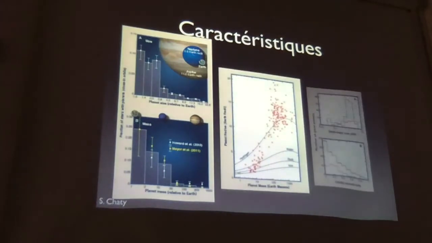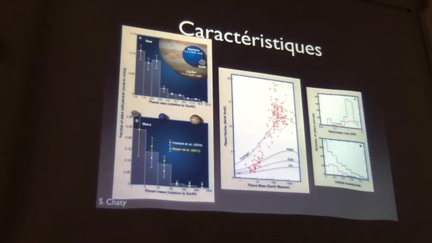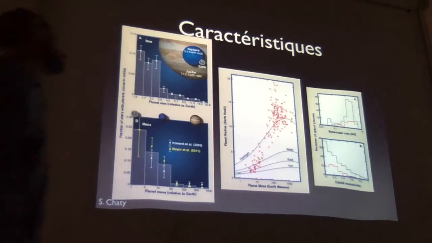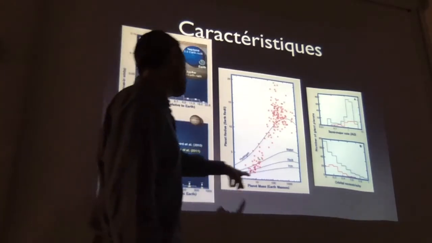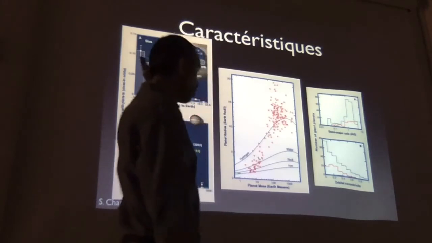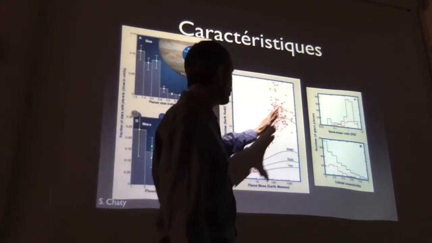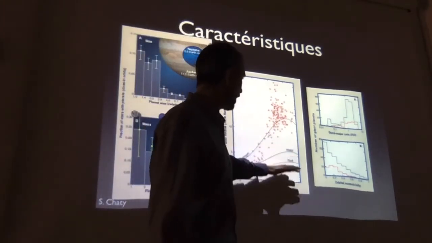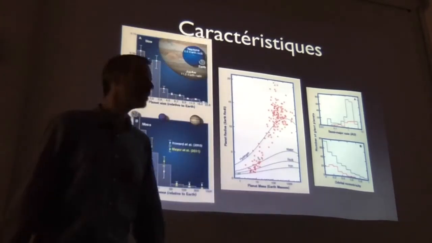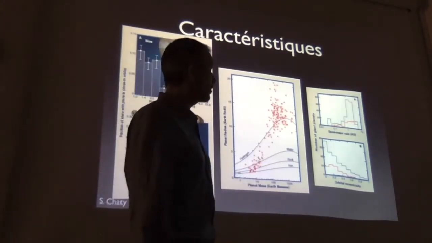Okay, so this is the planet radius versus the planet mass with different compositions. This is only with a hydrogen envelope, water, rock, iron. I think I showed you already a version of this plot for a particular planet.